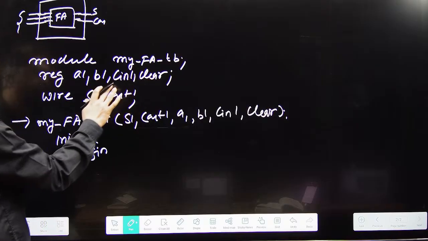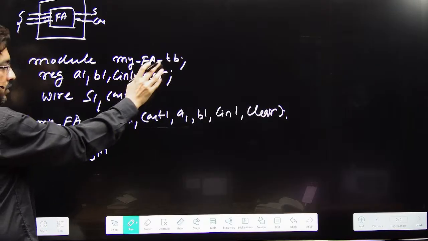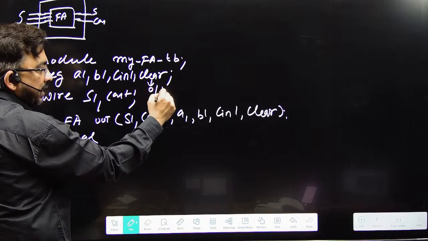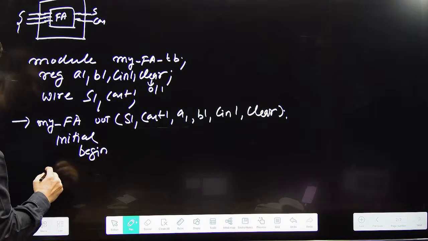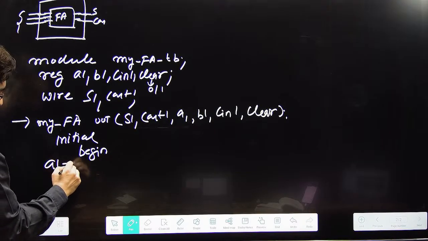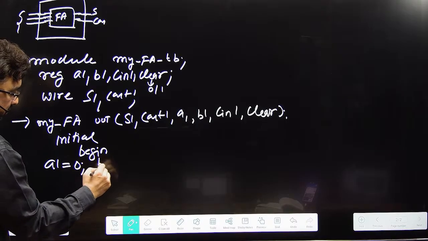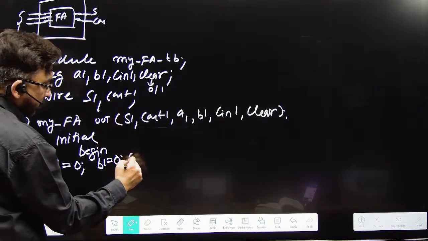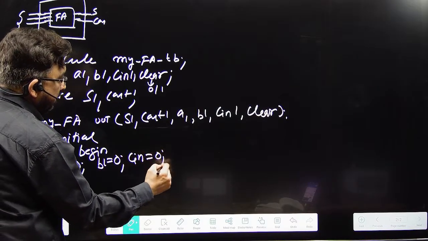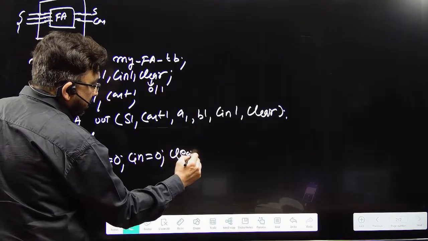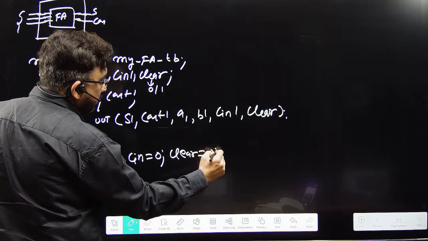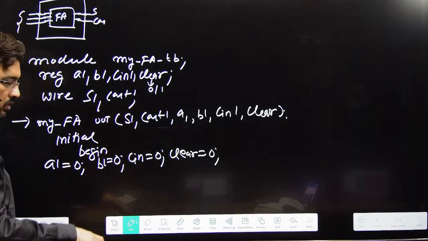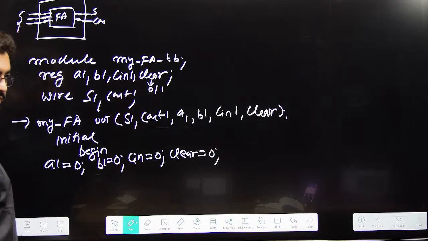Now I want to force 000 to everyone, and I know that clear is active at 0 and disabled at 1. So what I will do here, I will write A1 equal to 0, B1 equal to 0. I'm forcing the value C1 equal to 0 and clear equal to 0. Suppose my clear is 0 and I give this A1 and B1, then what will happen?